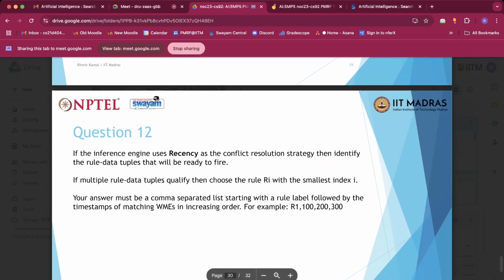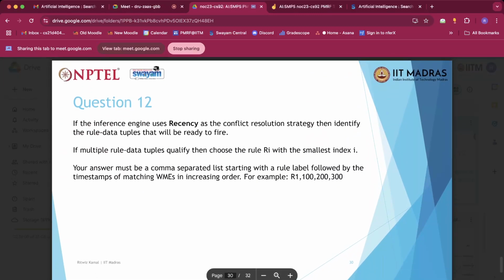Now the next question asks us to use one of the possible strategies, which is recency, to try and resolve the conflict and select one of these rules to fire next. Okay, there are other strategies as well, like specificity or some other strategies that might be mentioned in the lecture videos. You can revisit and check over there, but here we are going to use recency.